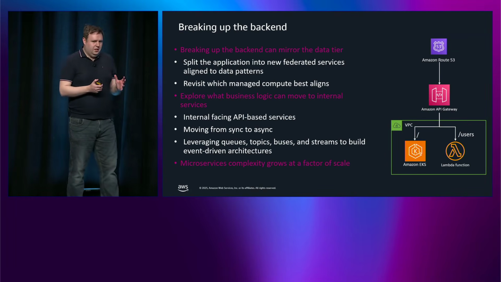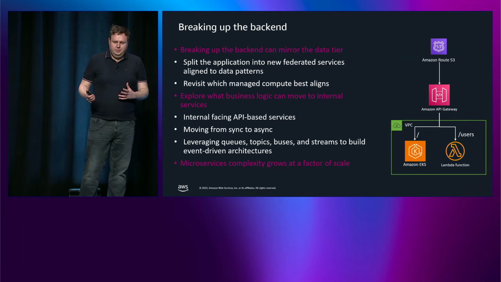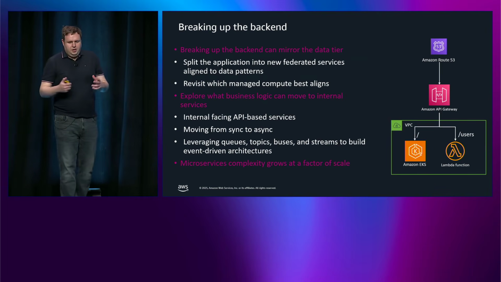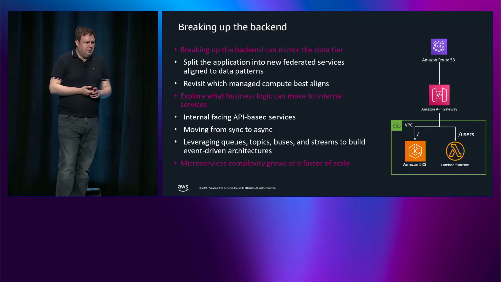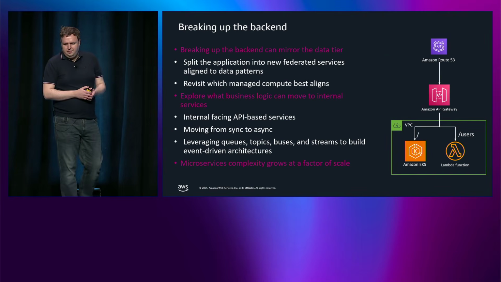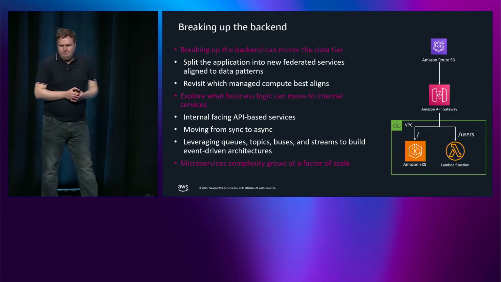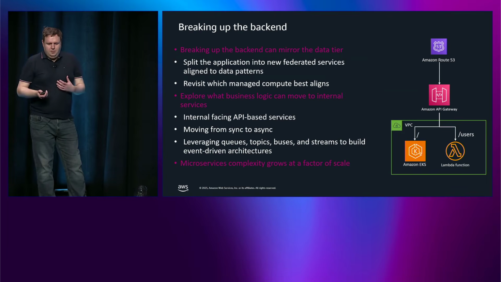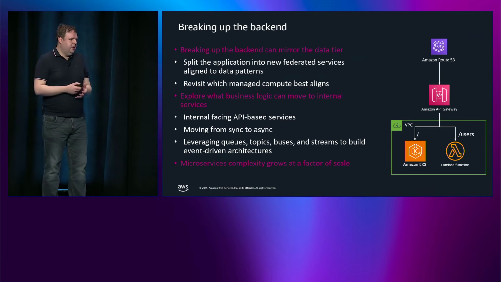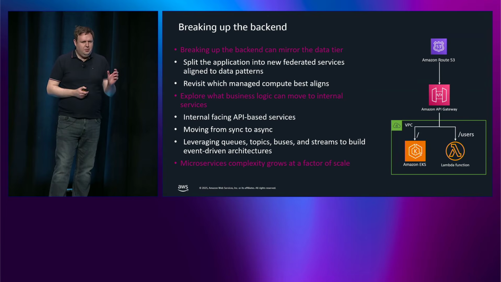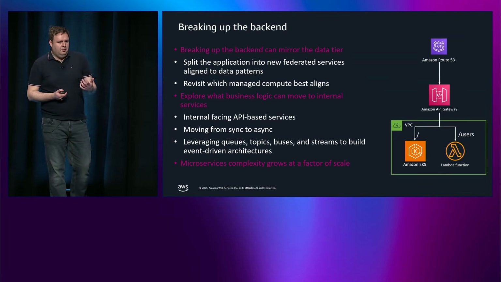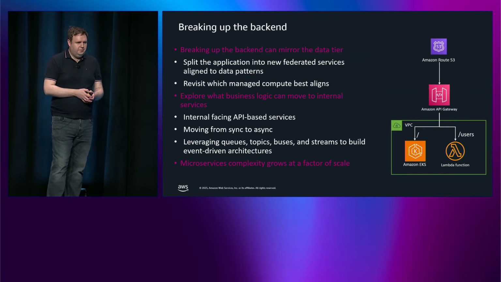Another thing to look at is how you break up your back-end services. Broadly, when I see people doing this, look to mirror your data tier. Look at that data pattern, break it up that way. Again, another inflection point on your compute platform. There's no right answer in this, really make it work for your use case. Then look at your business logic, the thing that really makes your business crank. And also look at moving from synchronous communication over to asynchronous. And this is something I'm going to cover in the next few slides. And finally, look at technologies like queues and buses and streams. They'll help build an event-driven architecture.